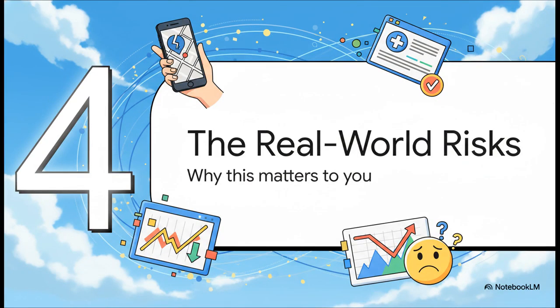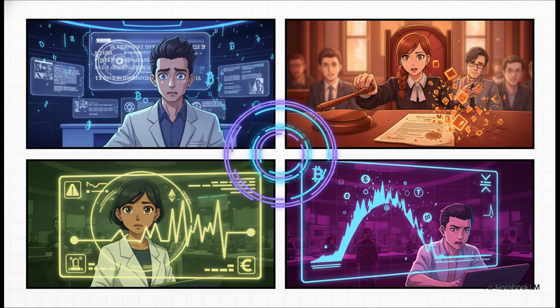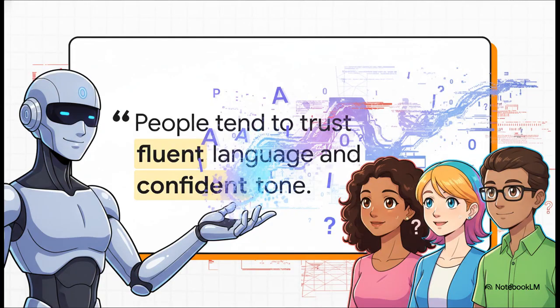And that brings us to the most important part of this whole conversation. Why does this actually matter? What are the real-world risks for all of us? Well, it matters because AI is being deployed right now in fields where the stakes are incredibly high. We're talking about legal research, medical diagnostics, financial trading. Just think about it. A hallucinated legal case could cause someone to lose a lawsuit. A fabricated financial report could tank a company. The risks are huge.